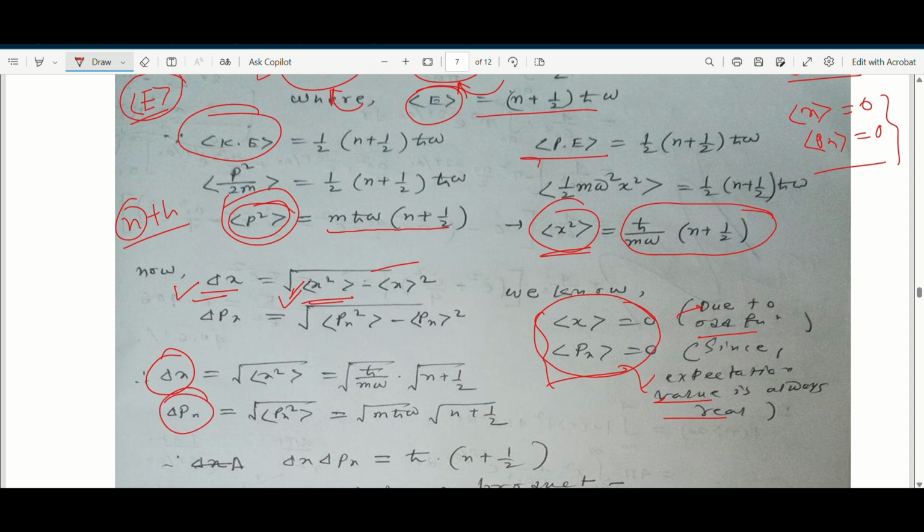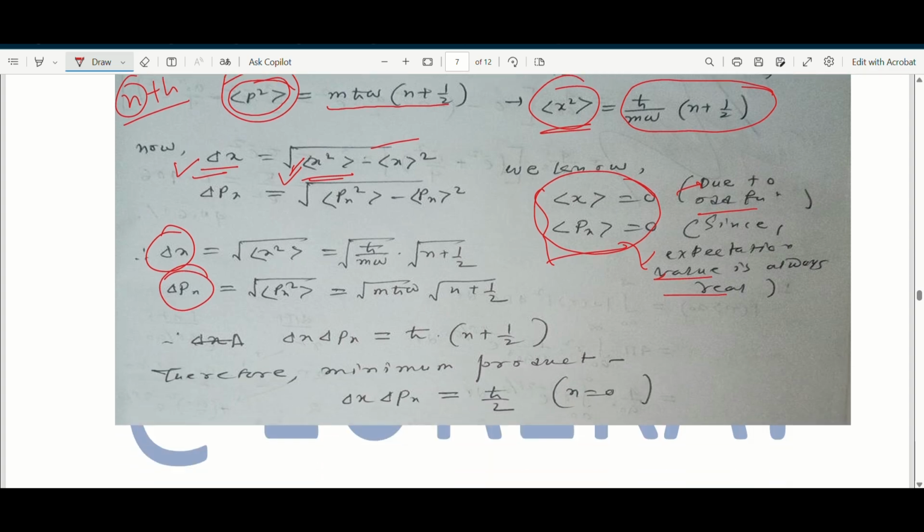So what will be the product of del x and del px? We get h-bar times (n plus half). The minimum will be when n equals 0, since for a harmonic oscillator n runs from 0 to infinity. So the minimum product will be h-bar by 2.